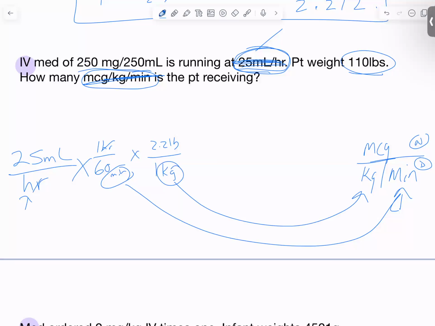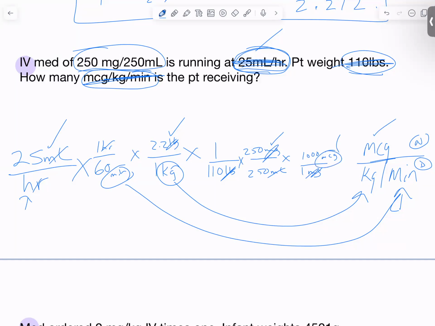We're nurses. So now how do I get rid of pounds? I'm going to use the patient's weight, 110 pounds and put a 1 on top. Beautiful. Nurse math. So now all that's left is to get rid of milliliters and get it to micrograms. But my problem has milligrams, but it does have milliliters, so I'm going to use it. 250 milligrams in 250 milliliters. Beautiful. I get rid of milliliters. Now I got to change milligrams to micrograms, and you know that all day long. 1 milligram is 1,000 micrograms. It makes the problem disgusting, but it still is a solvable problem.